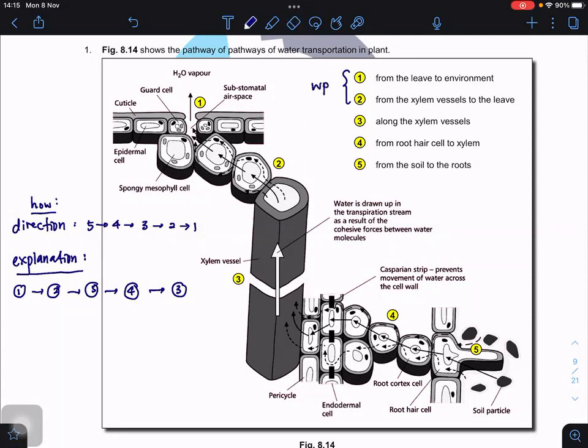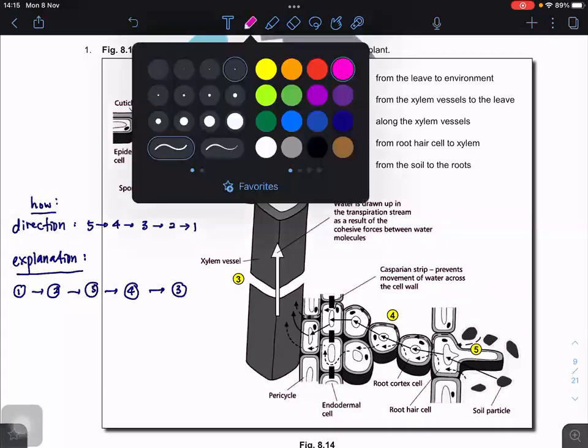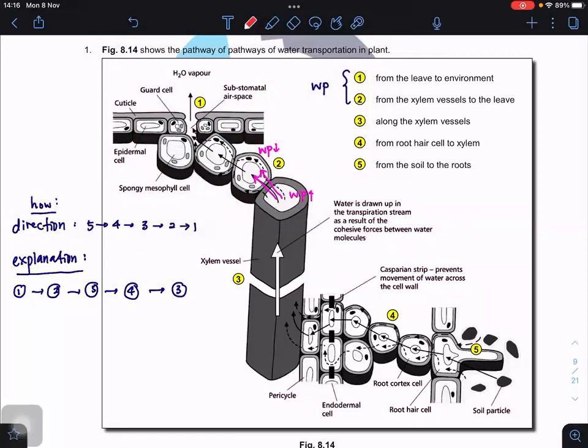Okay, so now if you look at this, because the water potential in the mesophyll cell is low and the water potential inside the xylem vessel element is high, the water molecules continuously move into the mesophyll cells. So we have another type of pressure here, termed the hydrostatic pressure.